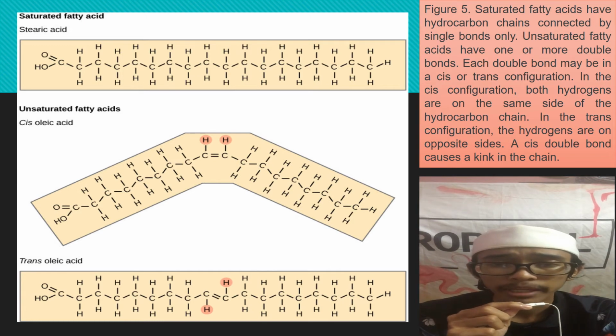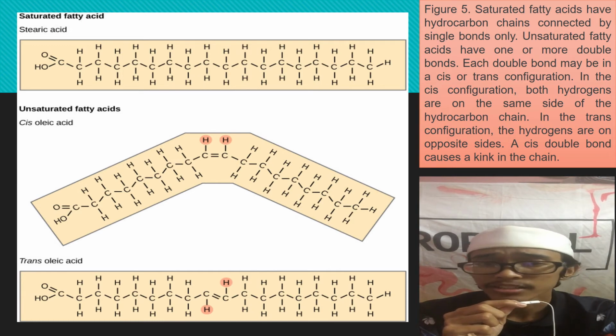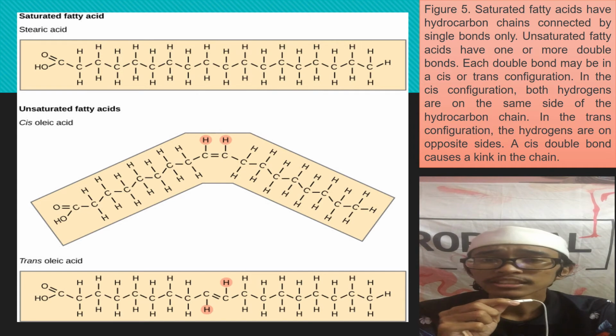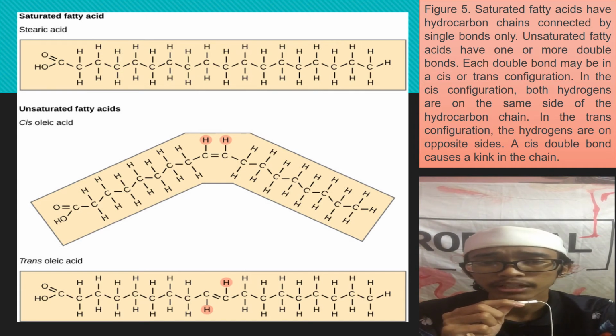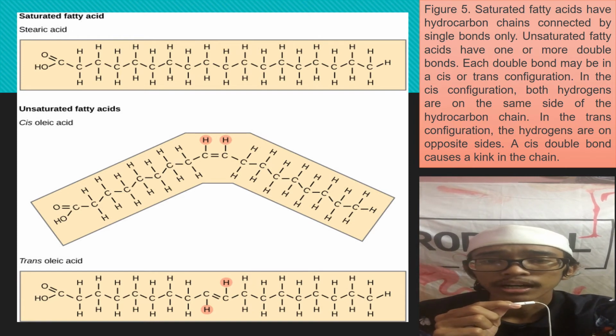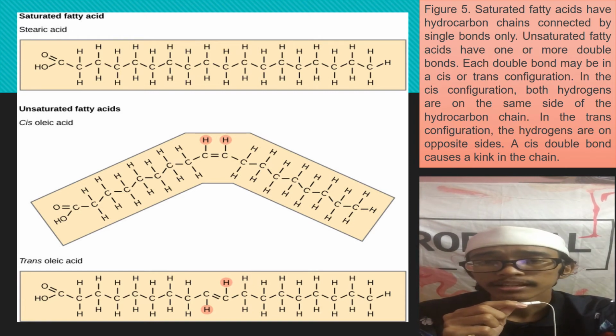Each double bond may be in a cis or trans configuration. In the cis configuration, both hydrogens are on the same side of the hydrocarbon chain. In the trans configuration, the hydrogens are on opposite sides. A cis double bond causes a kink in the chain.